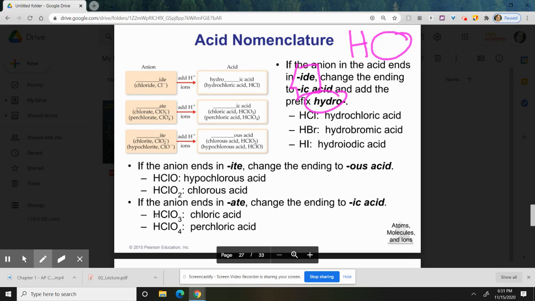Now, if you have a polyatomic ion, and the anion ends in ite, you change it to ous. If it ends in ate, you change it to ic. So the way to remember: I ate something icky, but I did not bite a mouse. I know it's gross and disgusting, but I ate something icky, right? Ate, ic, but I didn't bite a mouse. Ite to ous.